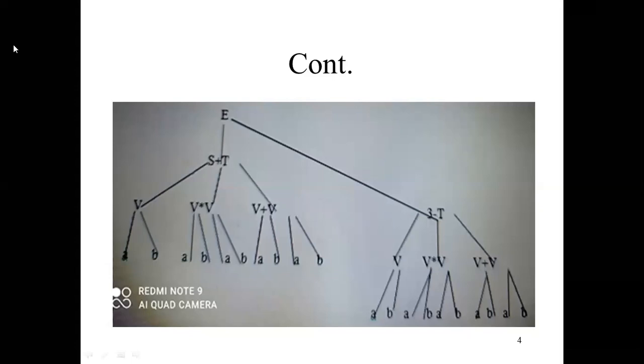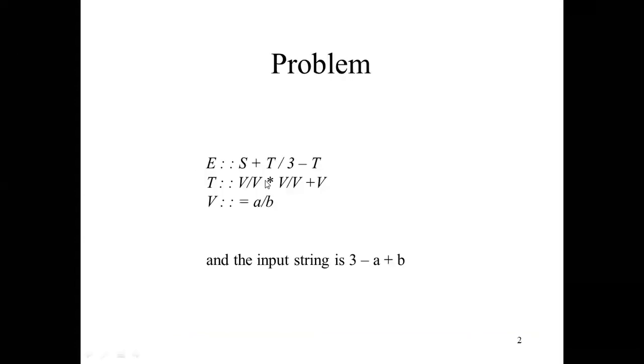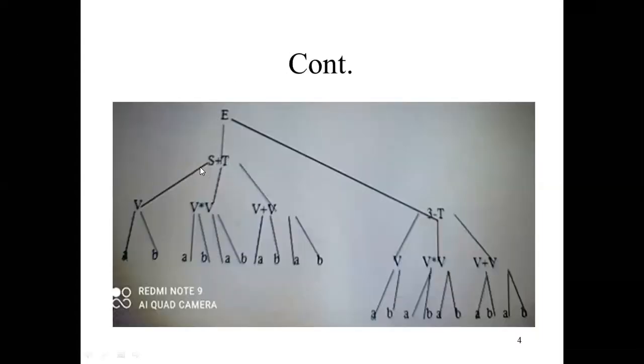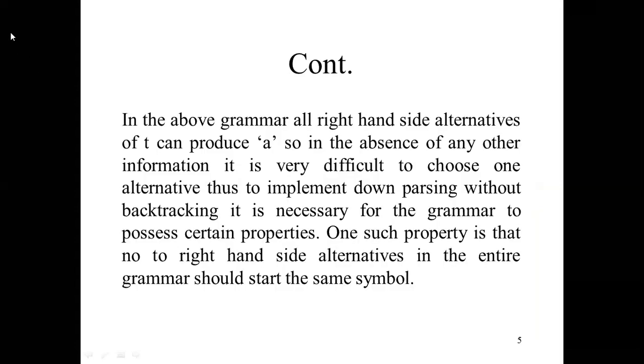I think you can draw such a type of syntax tree. It will depend on the choice. So at the starting, we have E, then we have two choices. So write it as you can draw. I think you have understood this. Now come to this. In this grammar, you have already seen all right hand side alternatives of T can produce A. So at the end, whenever we go downside, we get the result in the form of either A or B. Ultimately, we are going to change the value of V.